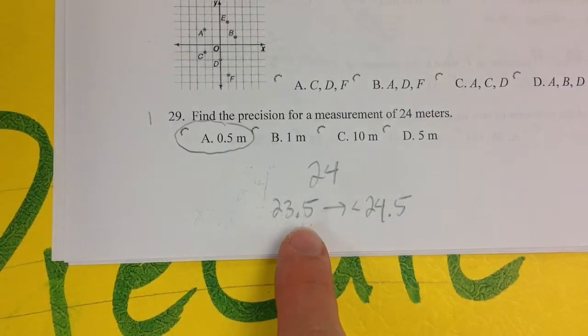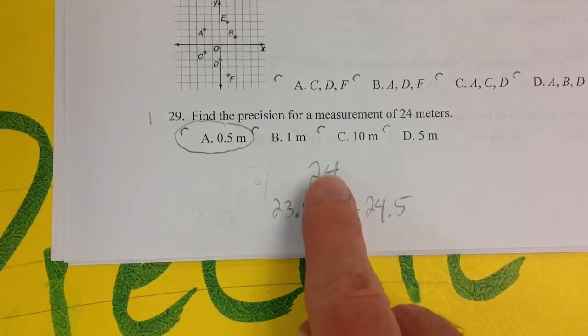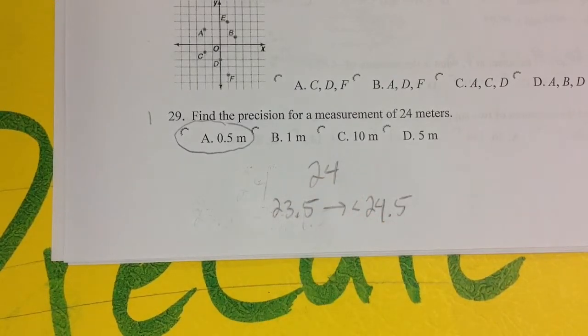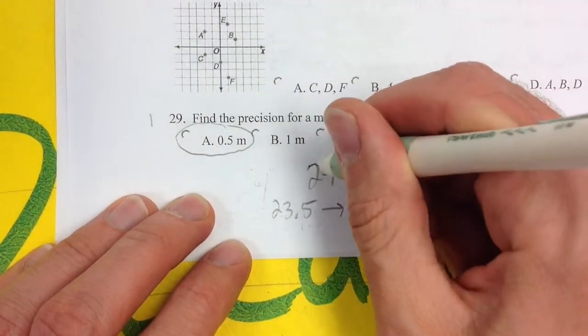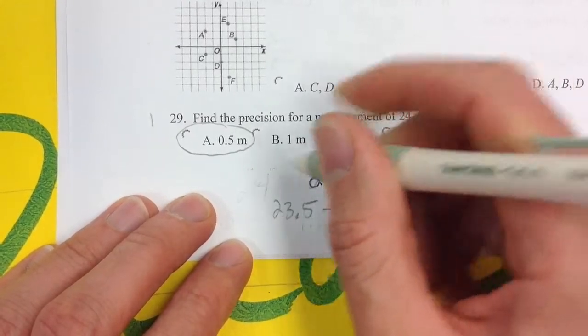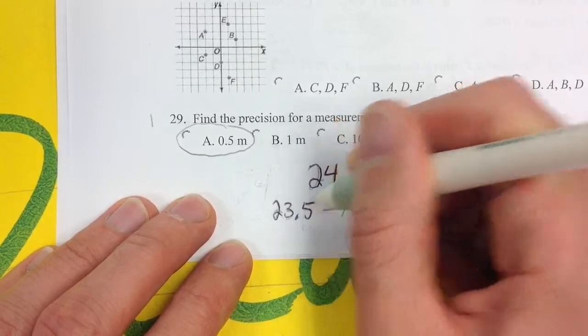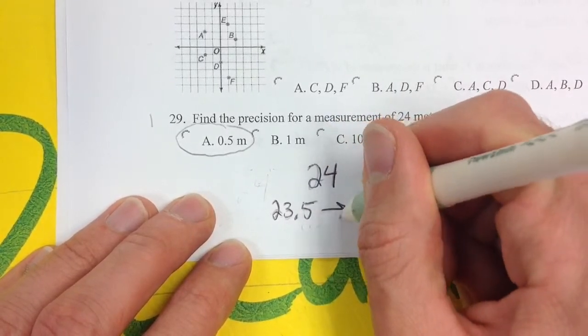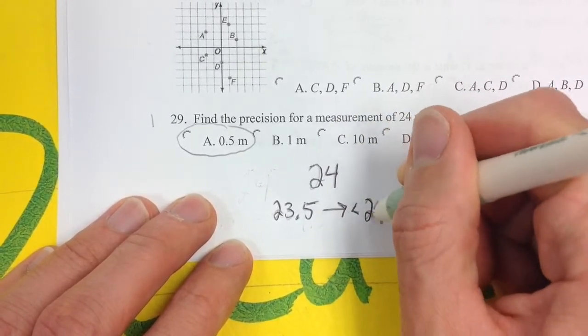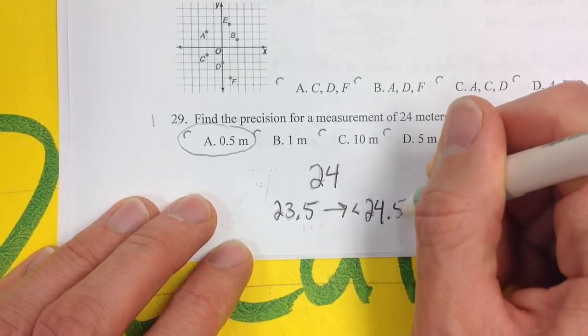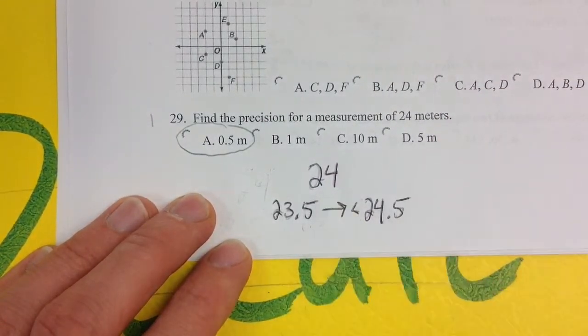If you look at how far these edges are from the given value, it's 0.5 away. In other words, if we're told that the measurement was 24, what that implies is that it's within half a meter of 24, since things within half a meter of 24 can round to 24. That's what they mean by that. Okay? The next one was 49.